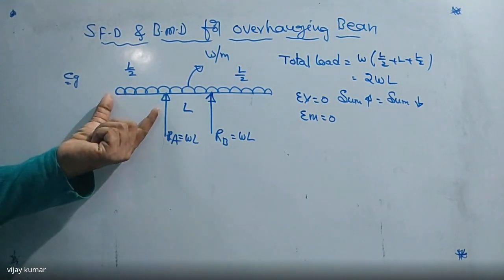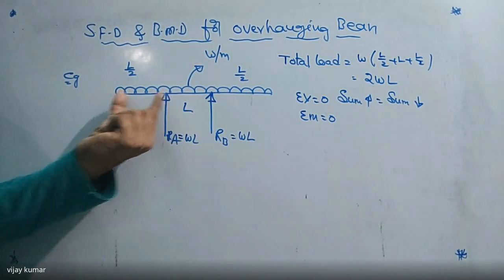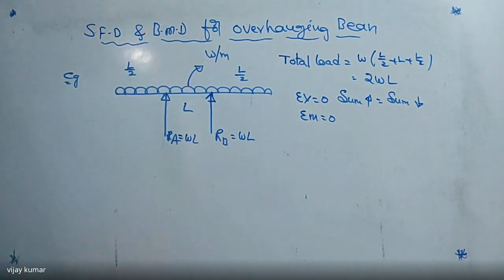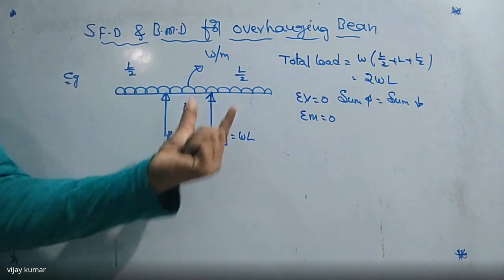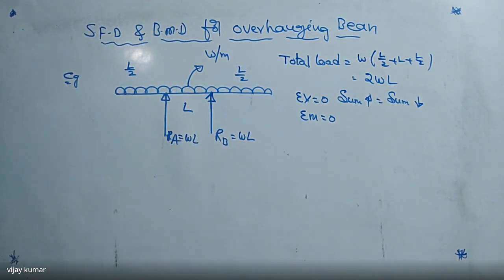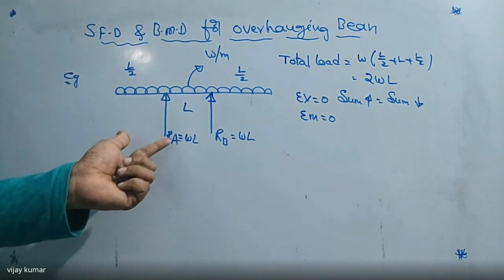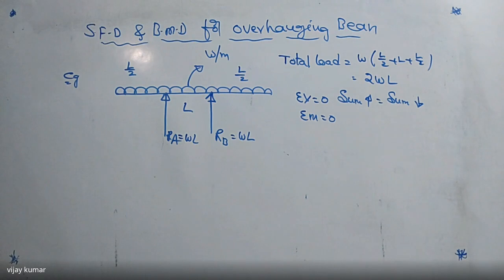So here, this is L by 2, this is L by 2. If these two lengths are different, then don't write WL, WL. We will get different values for RA and RB. These two overhangs have the same length, that is L by 2 and L by 2, and the middle one is the sum of those two. Then we are getting the values of RA and RB equal, that is WL and WL.